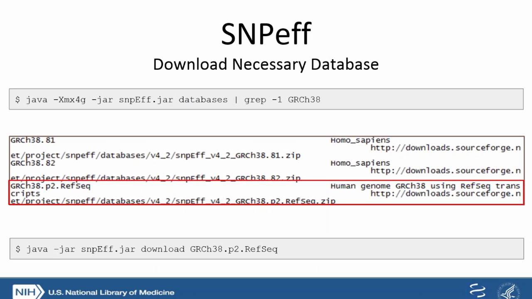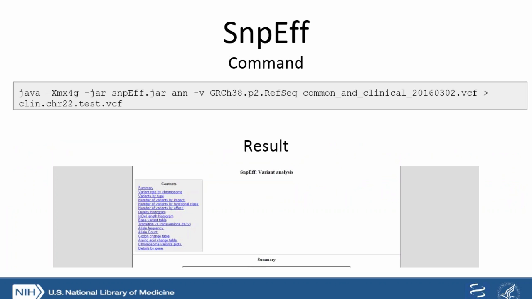What you'll need to do is type in this java -Xmx4g -jar snpEff.jar databases, and for this, I just grepped out the GRCh38 because I knew that was what I wanted to download. And then once you find the name of the database you want, you can just type in this last command, snpEff.jar download, and it will download that reference sequence that you want. So you don't have to worry about finding it from anywhere else. They have it loaded.